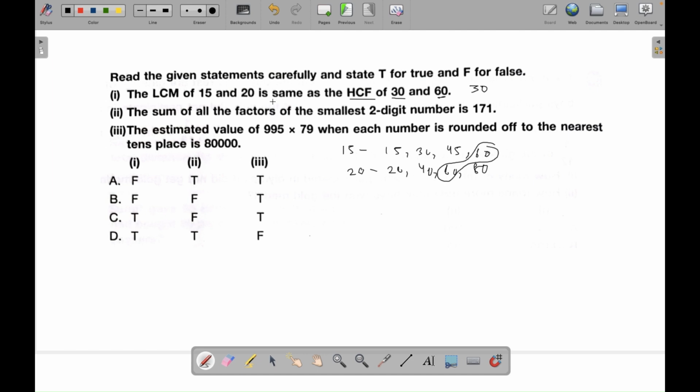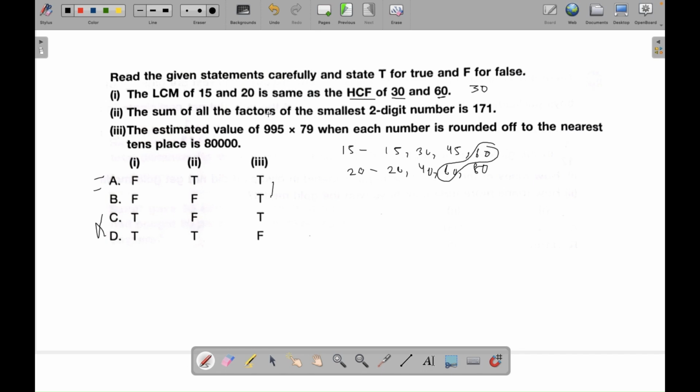So this is false. So we eliminate C and D. So these two are true. Now we just have to solve for 2, because this is true, this is false. Number 3 we don't have to solve, because both are true. If we get 2 as true, then this will be correct. If we get 2 as false, then this will be correct.